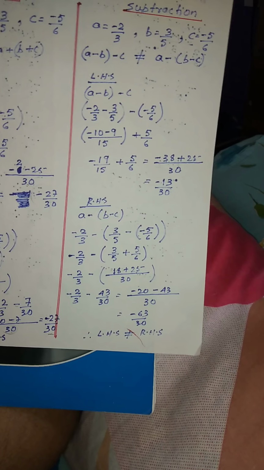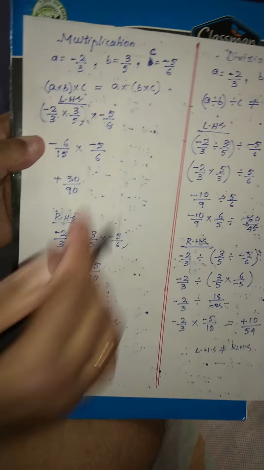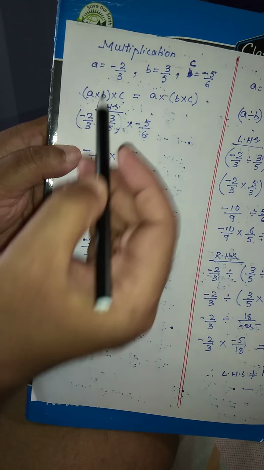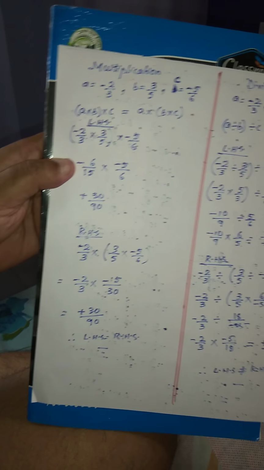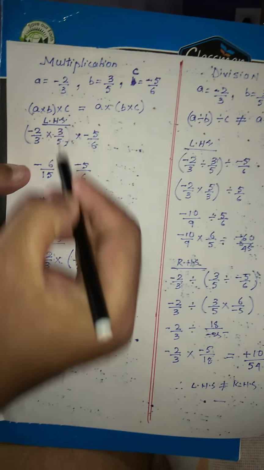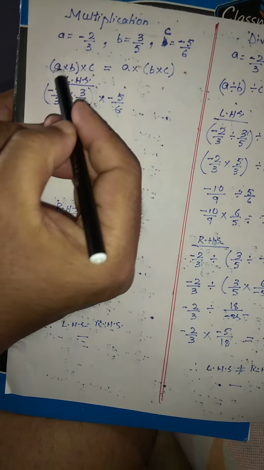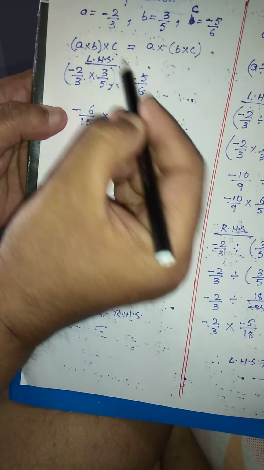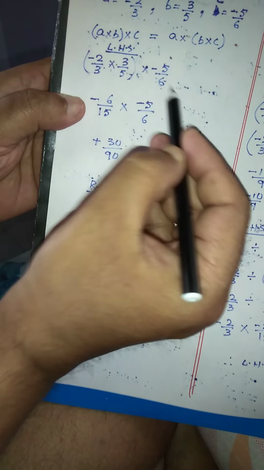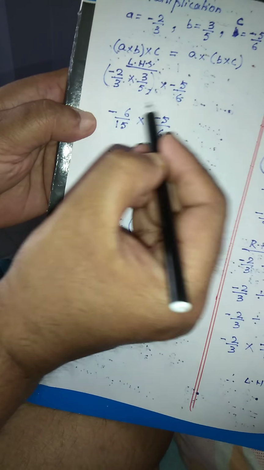Let's move on to the other operation, that is multiplication. I've kept the values the same. Now what do we have to prove? A into B inside the bracket into C is equal to A into B into C, isn't it? Let's prove the LHS part. We'll put the values in place of the letters. Then we'll solve what is inside the bracket.